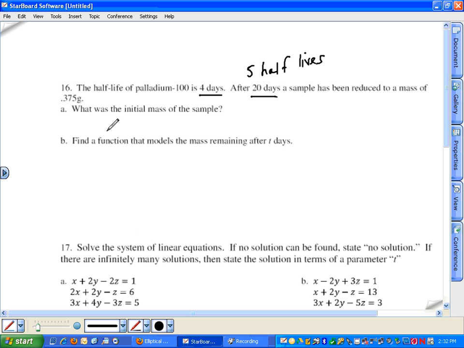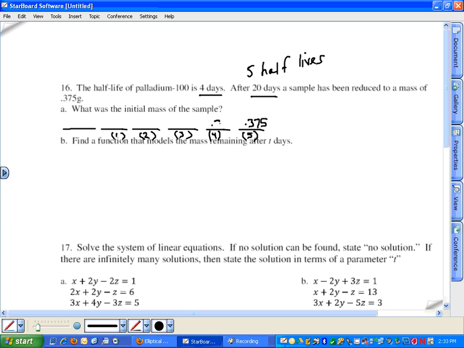So if we want to think about it this way, if this represents the original amount, then after 1 half-life, it reduces to some unknown amount, and then after another half-life, and another, and another, and then another half-life. So here's 5 half-lives: 1, 2, 3, 4, 5. After the 5th half-life, there was 0.375. So if we go backwards and double, that should give us the original amount.